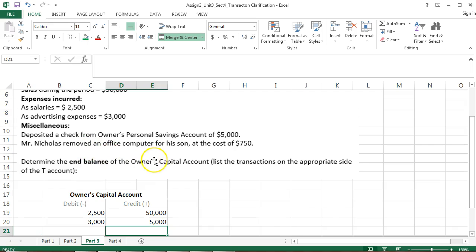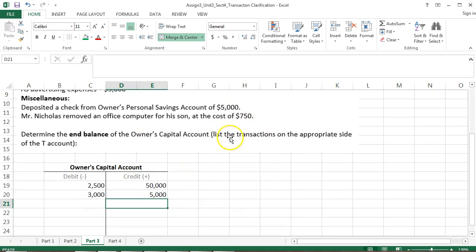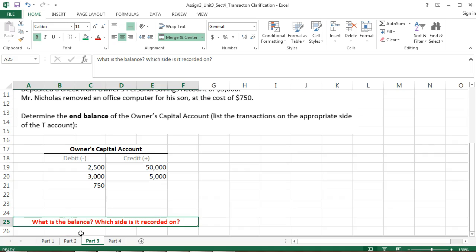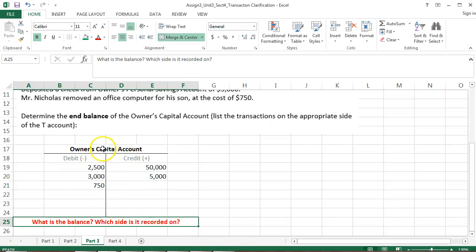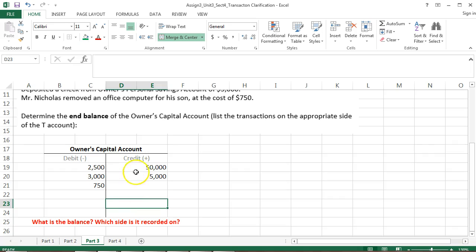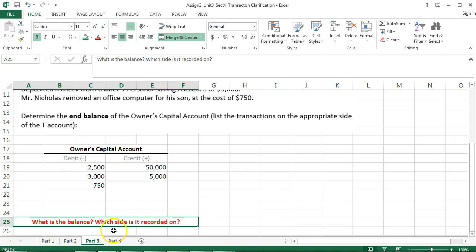And then he removed a computer for his son at the cost of $750. So that would be like an owner's withdrawal. Instead of withdrawing cash, though, he's withdrawing office equipment. So ultimately it's taking value away from the business. So that would be a debit. Now I'm going to leave it up to you, and you can use your reference guide. But what is the balance now of this owner's capital account? Our credit compared to our debit, what's the balance, and which side should that balance be recorded on? So I'm going to leave that for you to determine.